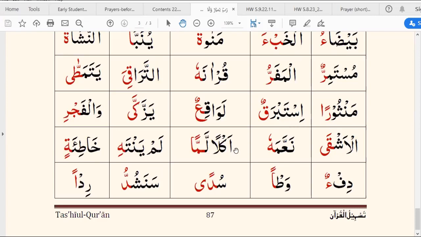And the same rule again. I'm going to take you here. Have a go. Read this as it is. Laklalman. You can read it with me. Ak. Lal. Lal. Lamman. Okay.